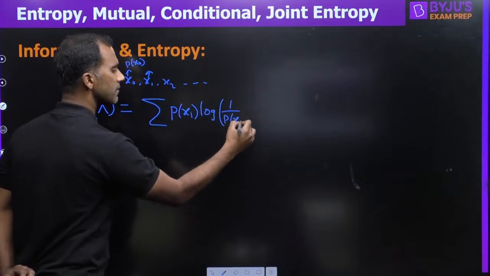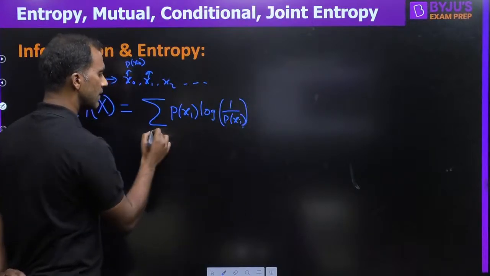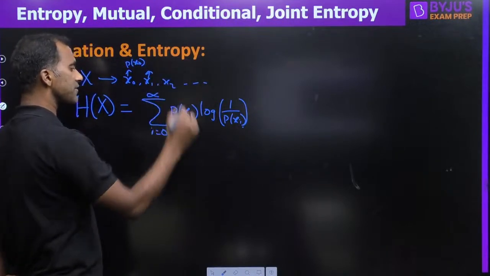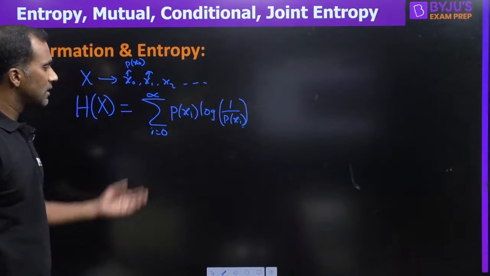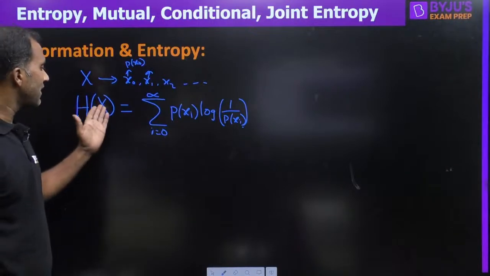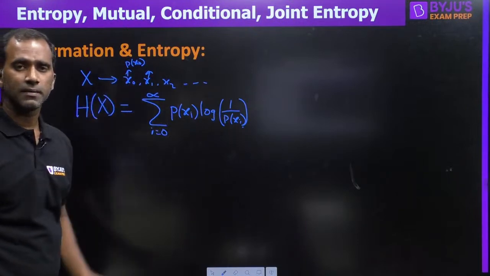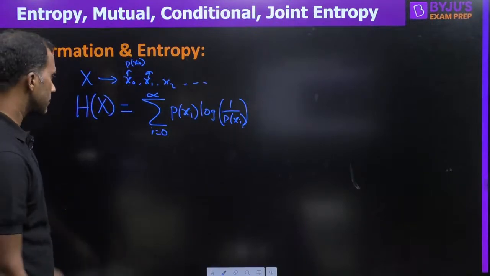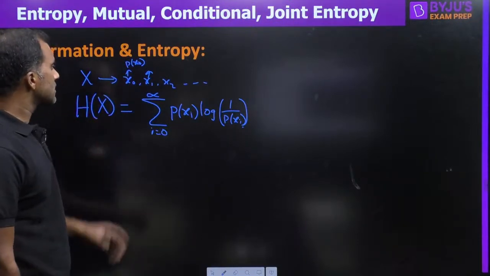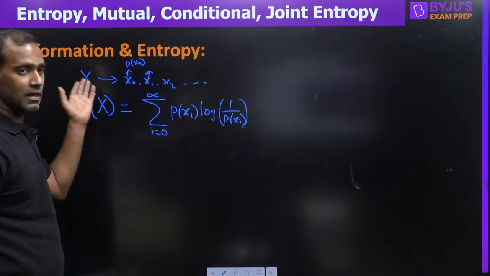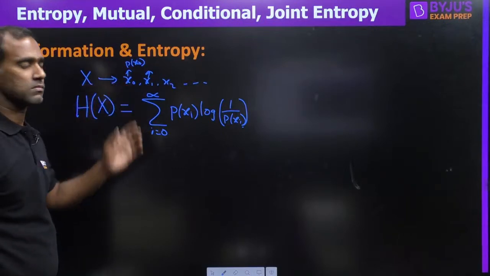I'm just copying it, where i runs from 0 to, if there are infinite symbols, let's write it as infinity. Okay, right, as simple as that. If you're talking about y, yes, p of y into logarithm of 1 by p of yi. Very simple stuff, right? So that is the understanding of average information or entropy of a random variable or of a source.